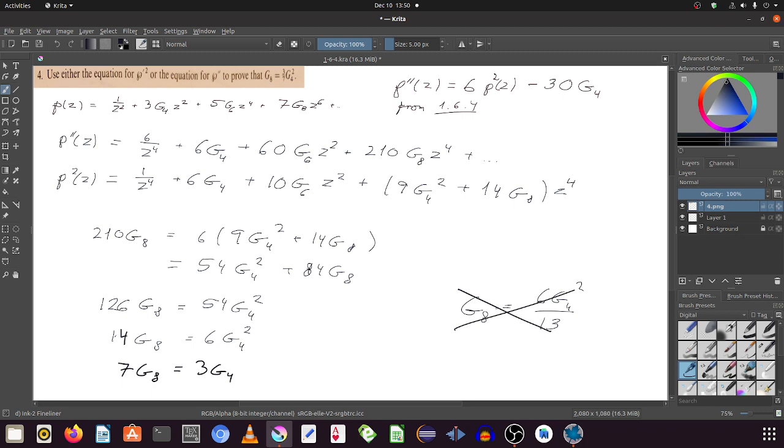So that was problem 4, and it's interesting that using this equation is much simpler.